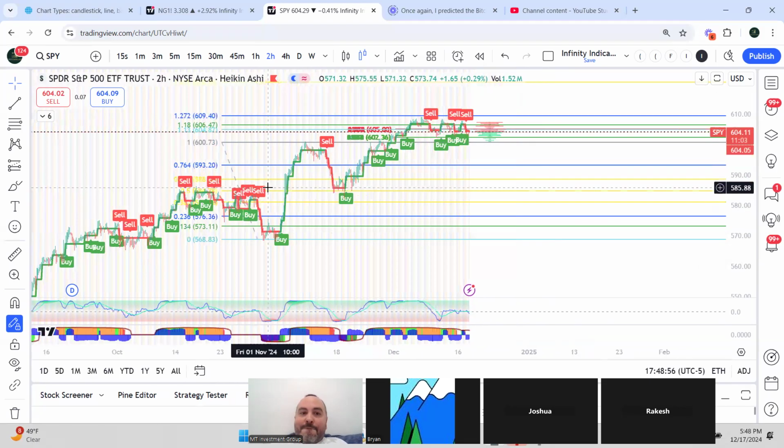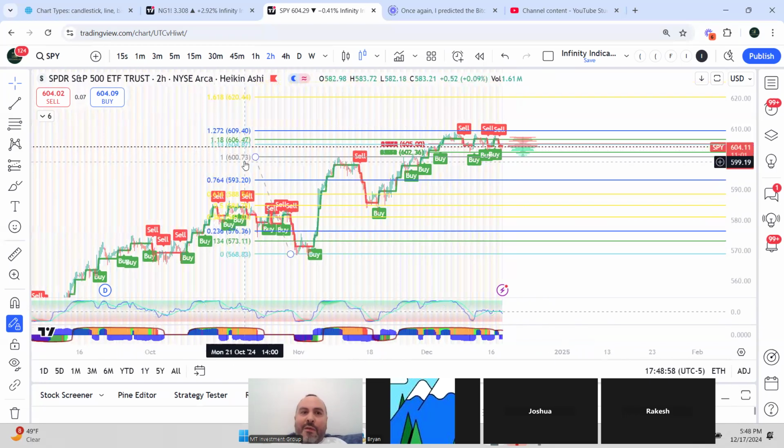What is that light blue one, 604, 605? 1.13? What is that based off of? I haven't seen this happen yet, but I'm guessing if it comes back down and bounces off this, essentially your zero line, like a double bottom. Yeah, we touched that one.